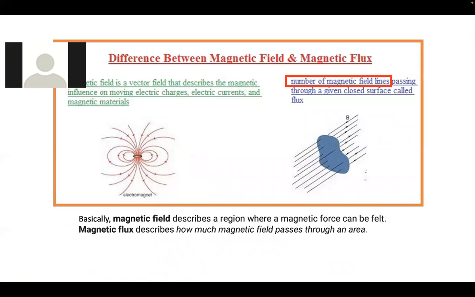So this is basically just me summarizing the difference between the magnetic field and magnetic flux. I encourage you to pause it and just read these definitions. I think that it'll really clear it up. The most important thing to remember is that the magnetic field describes a region where the magnetic force can be felt. Differently, the magnetic flux is how much magnetic field passes through a closed unit area. So we'll see both of these instances applied shortly.